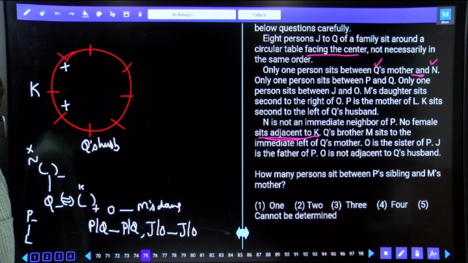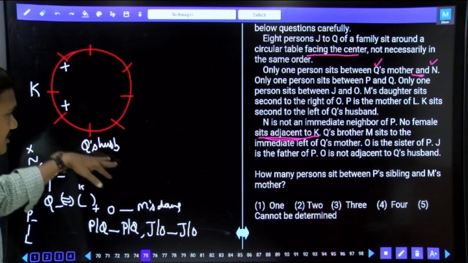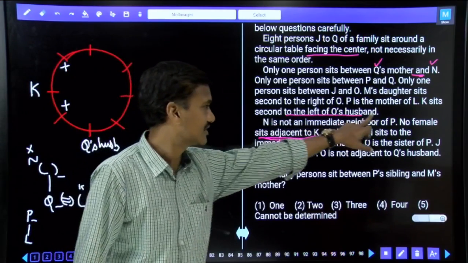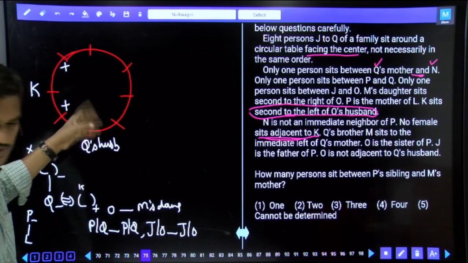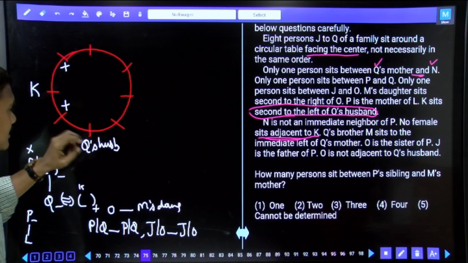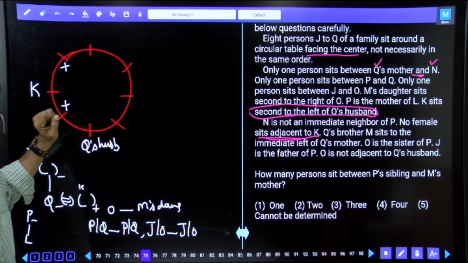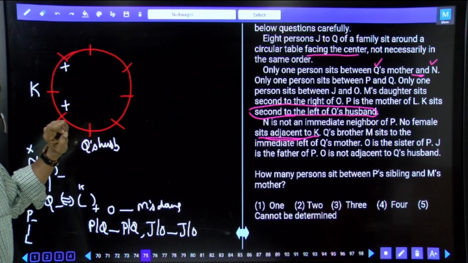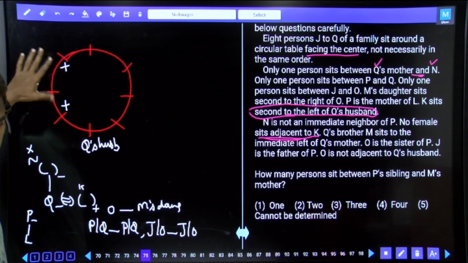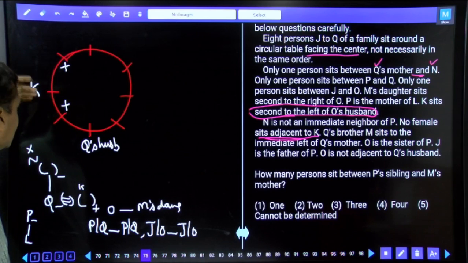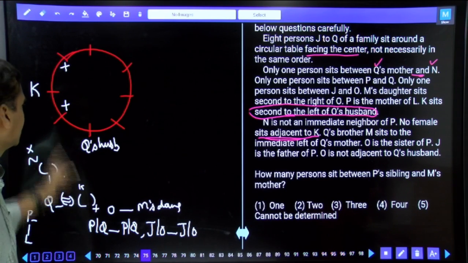Now, tell me, we are not fixing Q's husband, whoever may be. K sits second to the left of Q's husband. This is the information we have. Now, as it is a circular arrangement facing towards the center, you can fix any statement. Now, I am fixing here. K is here. Now, tell me what is the gender of this K? Male or a female? Anyone please? What is the gender of this K? Male or a female? No information regarding the gender of this K. Immediate neighbors of K are males doesn't mean that K is also a male. Doesn't mean that K is a female. Hence, no information regarding the gender of this K.